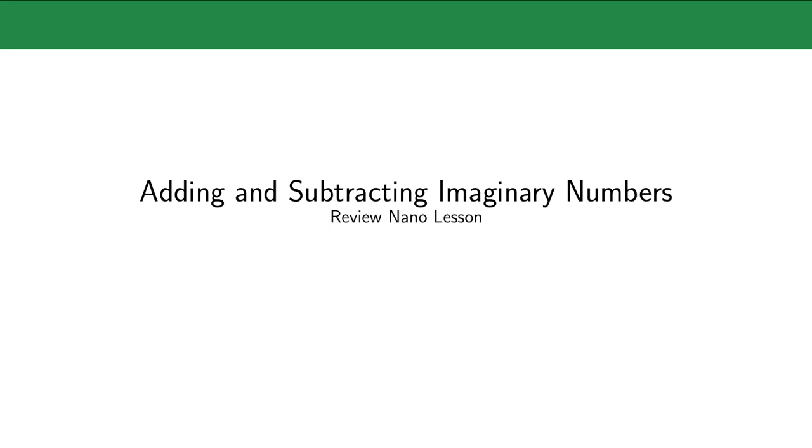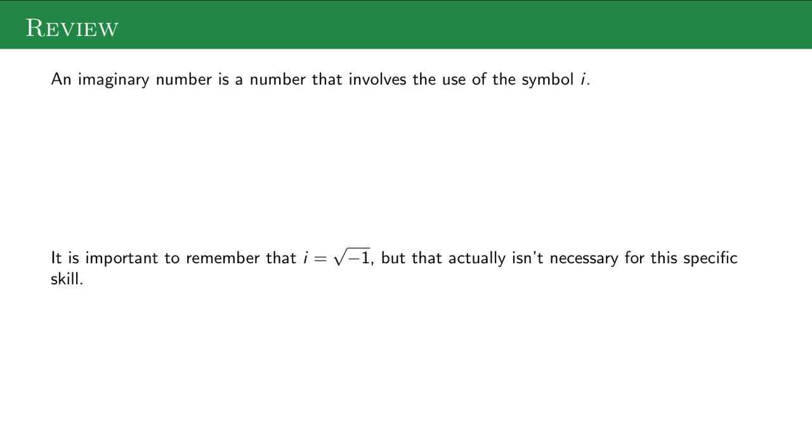In this Nano review video, we're going to talk about adding and subtracting imaginary numbers. So the first thing, what is an imaginary number? It's just whenever we include that i in our notation, and it's important for you to know that i is the square root of -1. But actually for adding and subtracting, it doesn't even matter. i can behave just like an x, just like a variable.